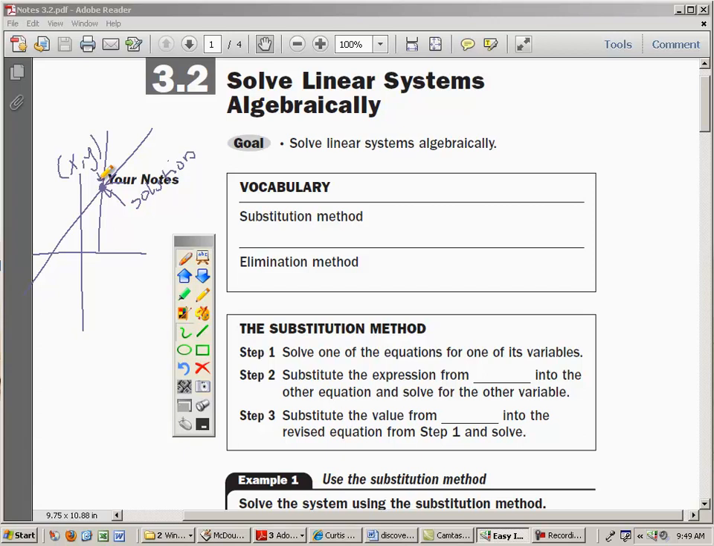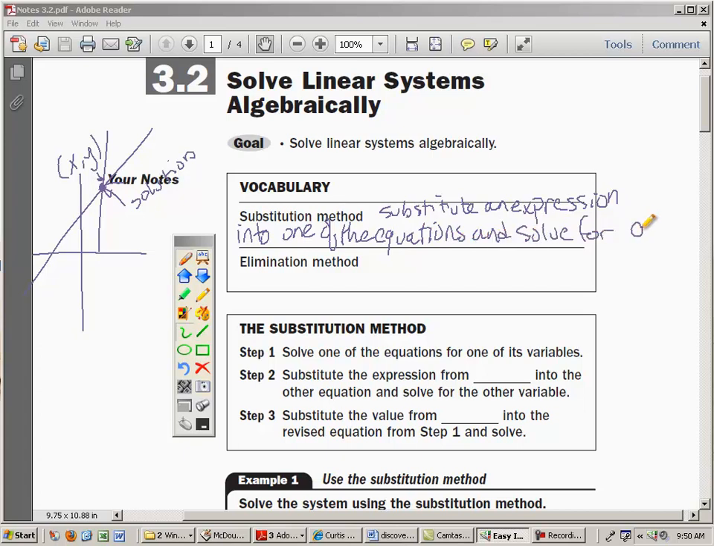The substitution method says that we are going to substitute an expression into one of the equations and solve for the variable. I'm going to say solve for a variable because we're not going to be able to find both of them, but we can certainly find one of them and then substitute that value back in. We'll go through what that means in just a moment.